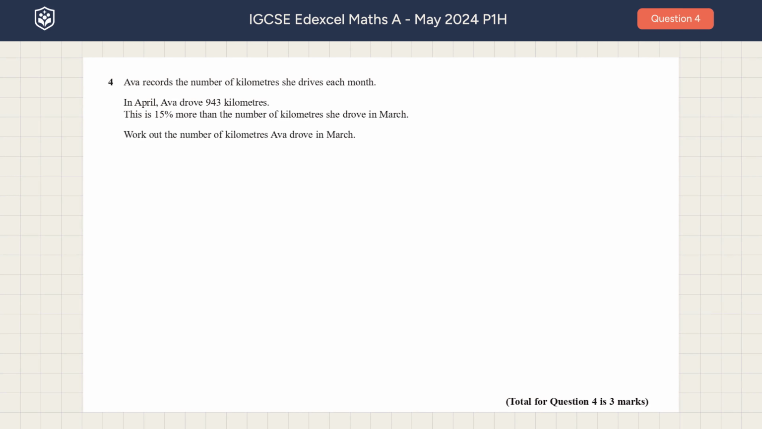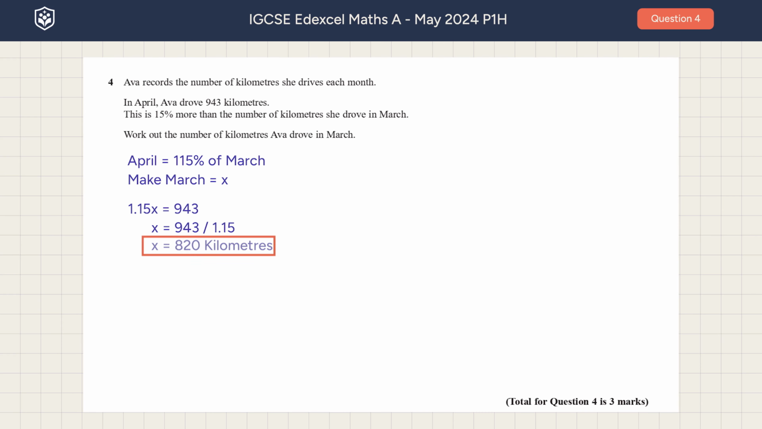Next is question 4. The question tells us that Ava drove 943 kilometers in April, which is 15% more than what she drove in the previous month, March. To solve this, we know April's 943 kilometers is 115% of March's distance. Let's call the March distance x, so we can write the equation 1.15x equals 943. To find x, divide 943 by 1.15. This gives us 820. Therefore, Ava drove 820 kilometers in March.